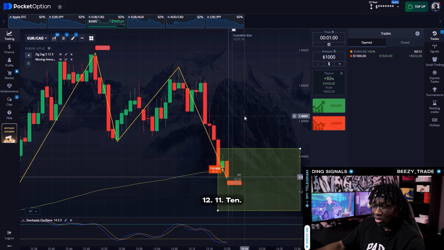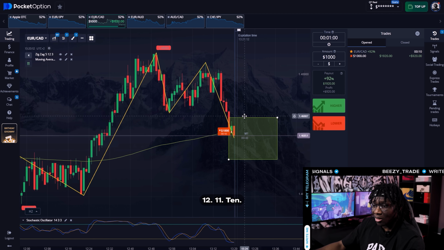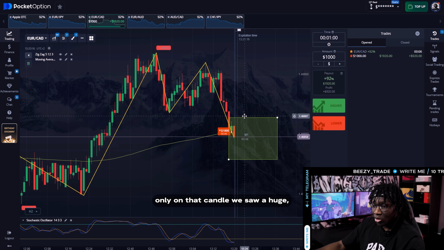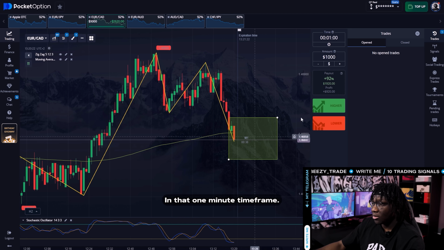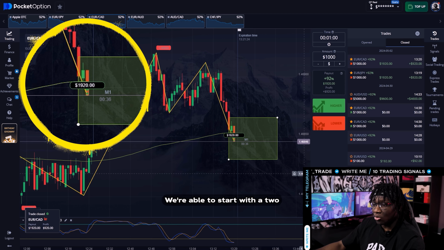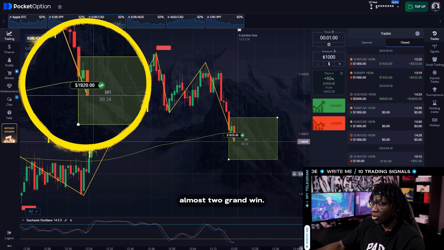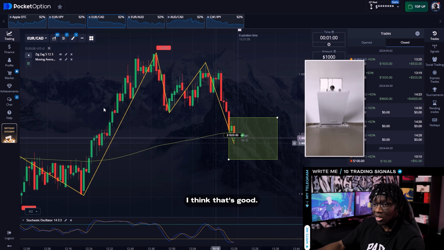Good. 12, 11, 10. So I think only on that candle we saw a huge fight from the buyers, really pushing that price up in that 1 minute time frame. And we're able to start with almost a $2,000 win. I think that's good.